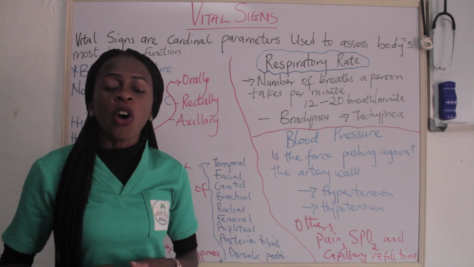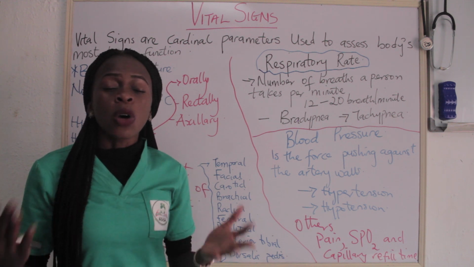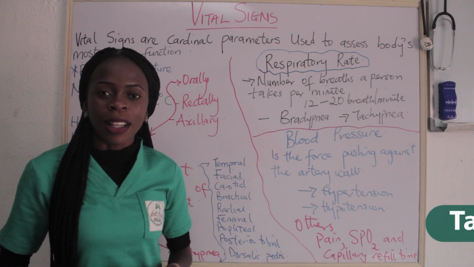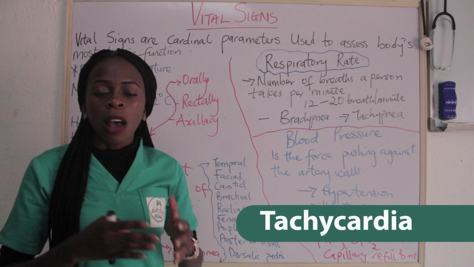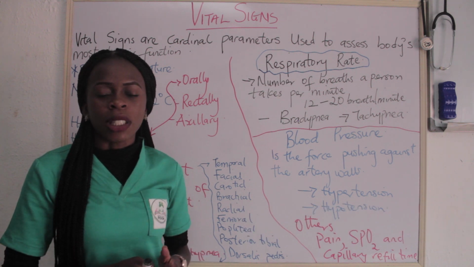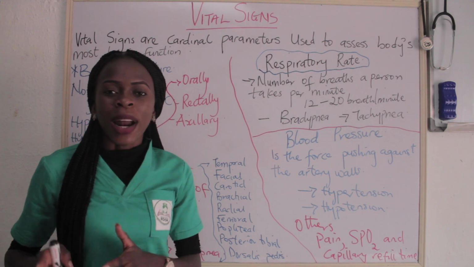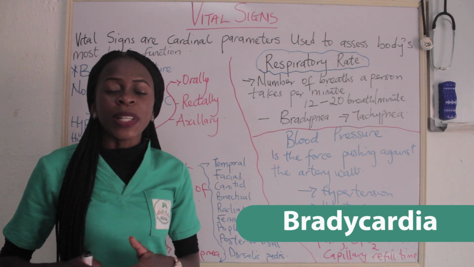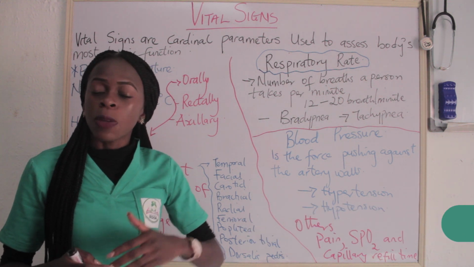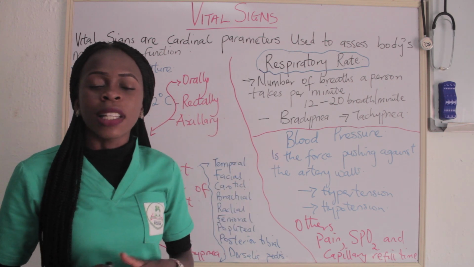If it is above 100 beats per minute, that is when we start talking about tachycardia. Tachycardia. When the pulse is above what? 100. When it is lesser than 60, we start talking about bradycardia. We can say the patient is having bradycardia, and we can also say the patient is having tachycardia when it's above.